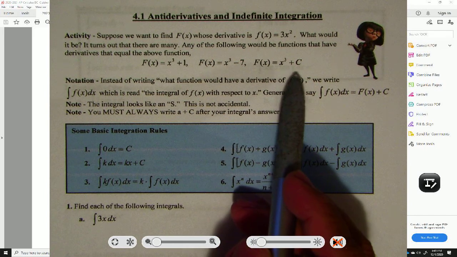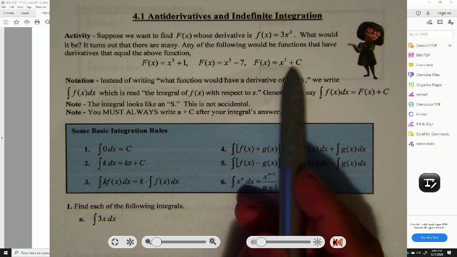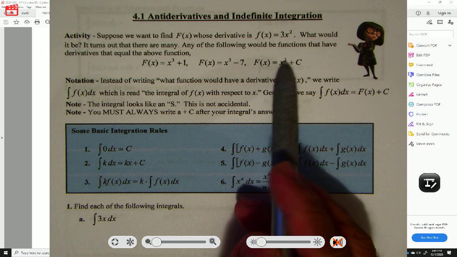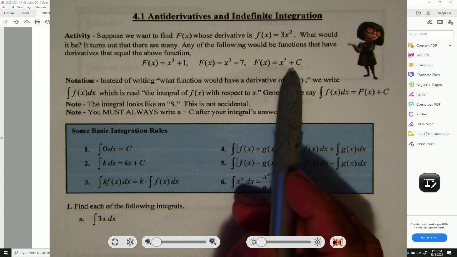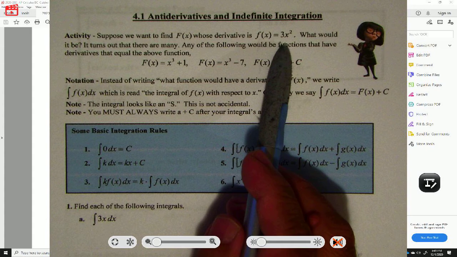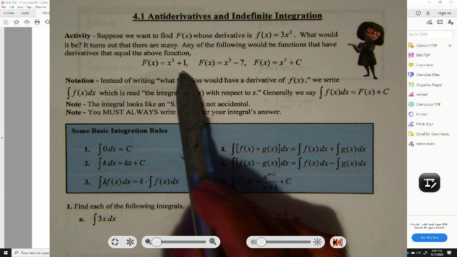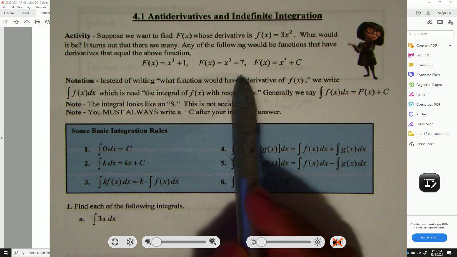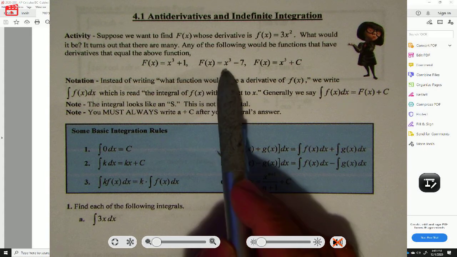So this plus c idea represents a family of answers. You're going to see this plus c frequently. It's called the constant of integration because whenever you take the integral of something, when you take the derivative backwards, there is this constant that just pops up. It could be a plus 1, it could be a minus 7, it could be minus pi. There's some value that goes away when you take the derivative of something.